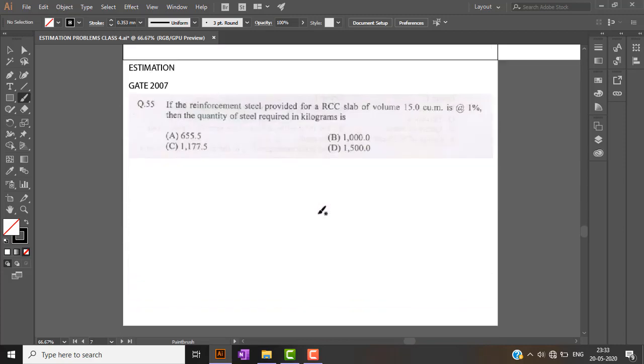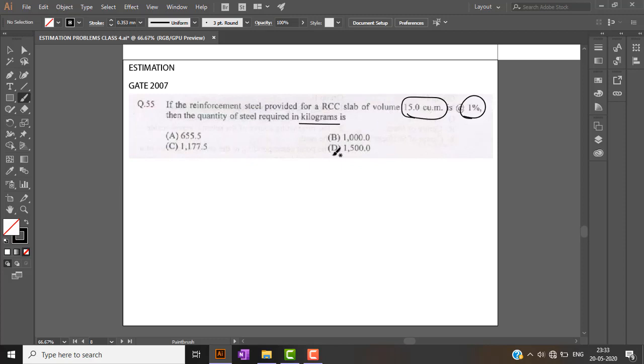See, in class 3 we saw estimating of steel. If you go check that video, you should know that steel is always estimated in kilograms, in terms of mass. Now in this question, the reinforcement steel provided for an RCC slab of 15 meter cube is 1%. See, for 15 meter cube of slab, 1% is used as reinforcement.